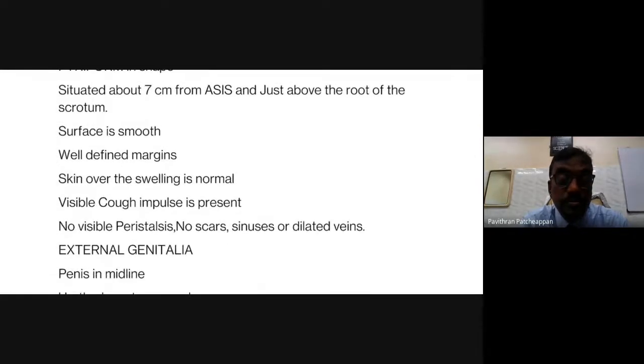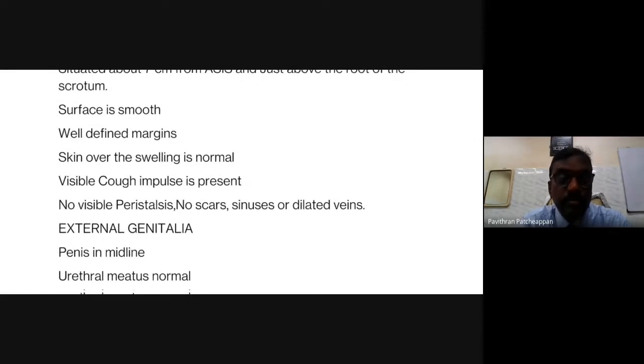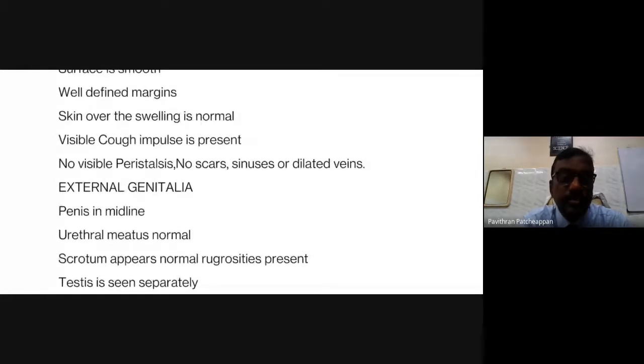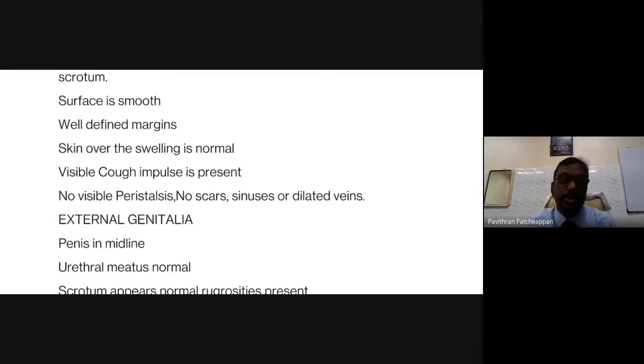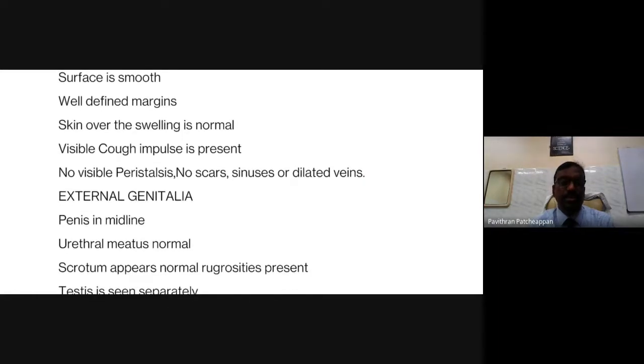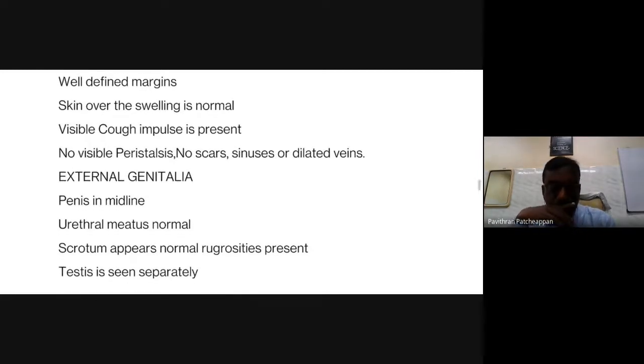The surface is smooth, well-defined margins. Skin over the swelling is normal, and visible cough impulse is present. Very good. And no visible peristalsis or scars or sinuses or dilated veins. Okay. If there is peristalsis, what is your interpretation? Sir, maybe in thin individuals, we can see the movement of the bowel through the skin. If peristalsis is visible, then it means that the intestines are the content, or enterocele. Yes, sir. It means that it is enterocele, you should tell. Okay. Yes, sir.